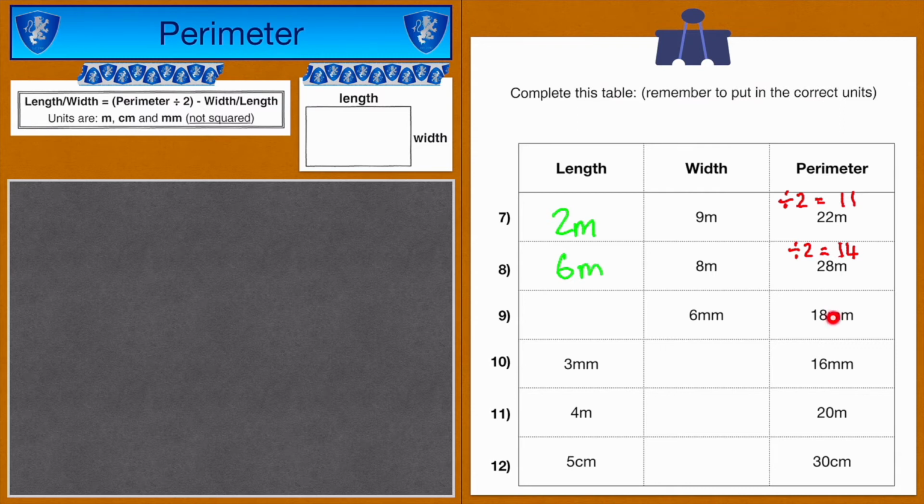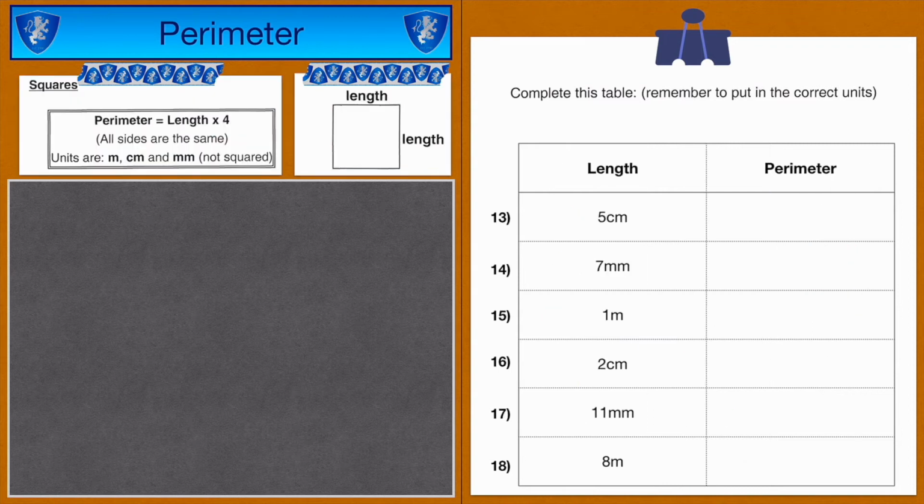And this one, half of 18 is 9. And then you say 9, take away 6 is 3 millimetres. So very straightforward here. Half of 16 is 8, take away 3 is 5. Half of 20 is 10, take away 4 is 6. And half of 30 is 15, take away 5 is 10 centimetres. So that's quite straightforward.